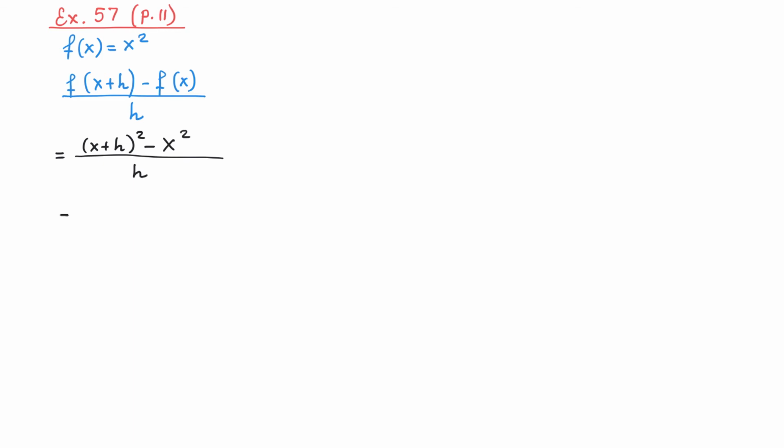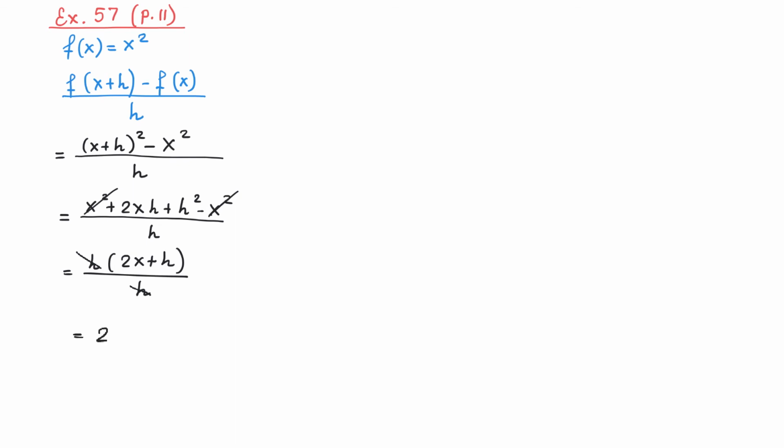In the numerator, we will remove the parentheses. X plus h to the second power is x squared plus 2xh plus h squared, and then minus x squared, all this divided by h. In the numerator, x squared and x squared will cancel. In these two terms, we will factor out h. So we will have h, parenthesis, 2x plus h divided by h. H and h will cancel, and the result will be 2x plus h.